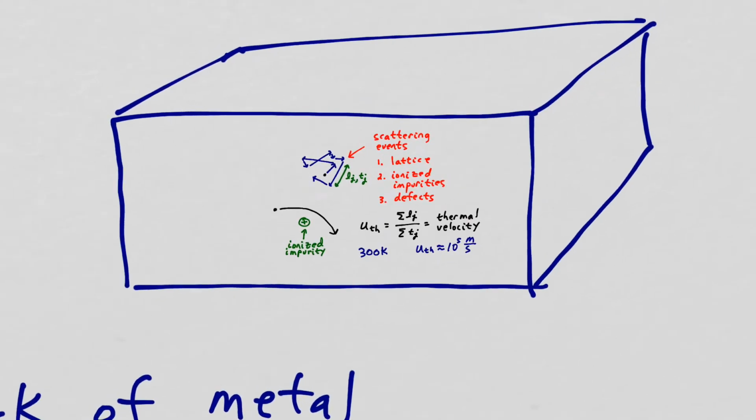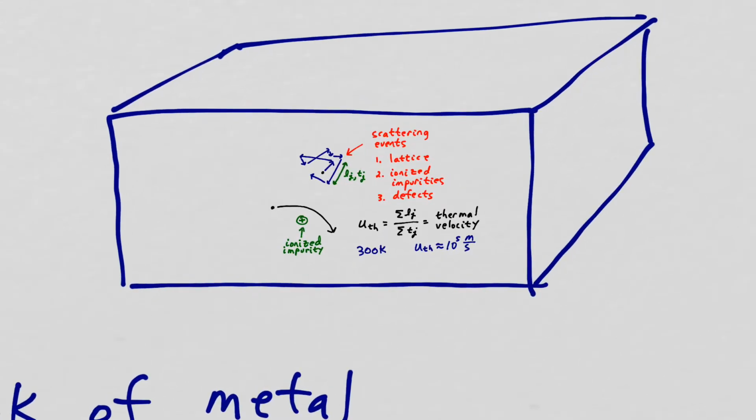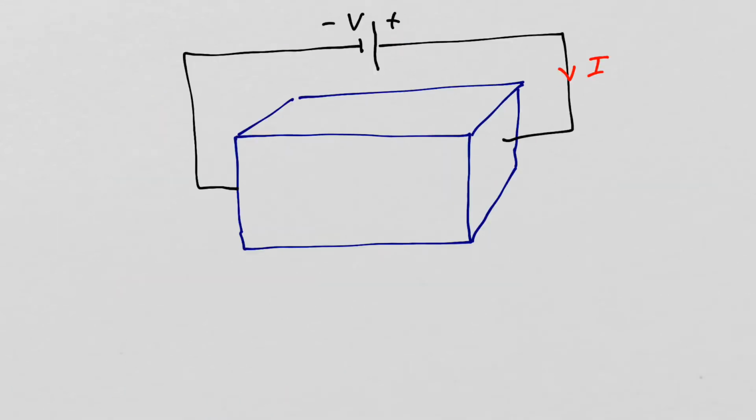Often the conduction electrons in a metal are referred to as an electron gas. The behavior of the conduction electrons in the metal is just like the behavior of air molecules in a room. Let's now apply a voltage across our conductor.